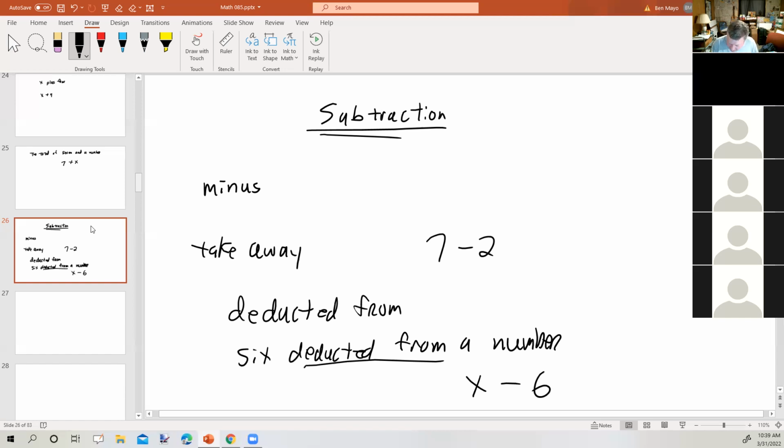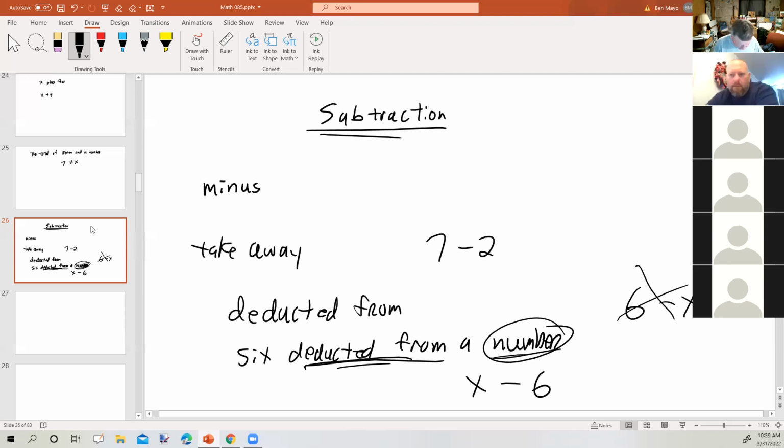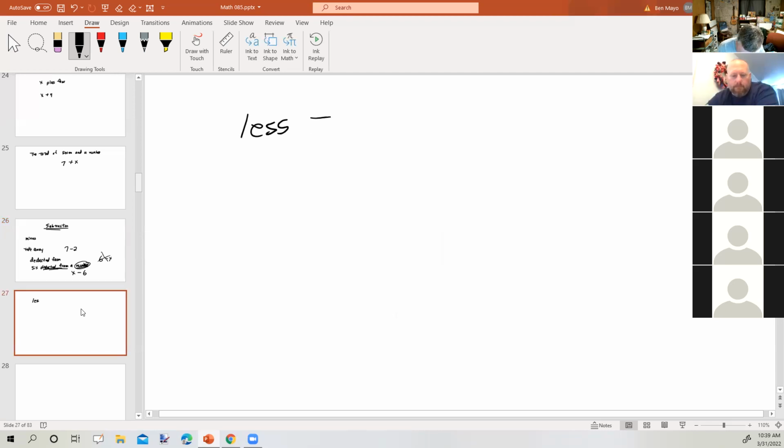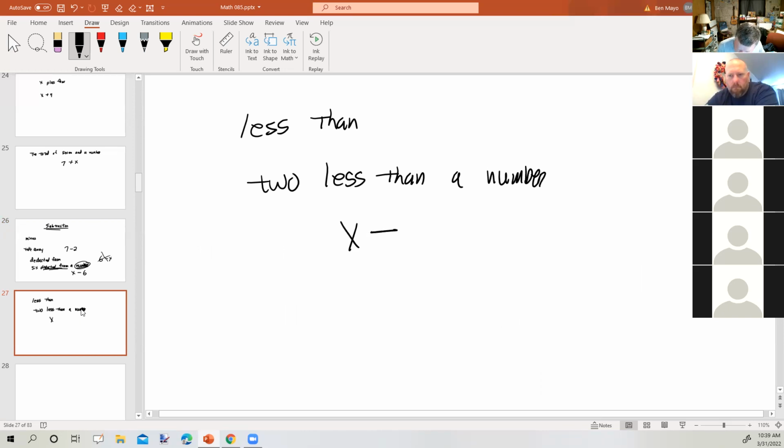Now be careful because you might write this expression like that and that would be incorrect. Subtraction is not commutative, though addition is. And you're deducting it from a number, so you're starting with a number. Okay. Any other examples? Less than. Less than, excellent. So we could say 2 less than a number, and that would be x minus 2. Less than, you're taking it away from something.